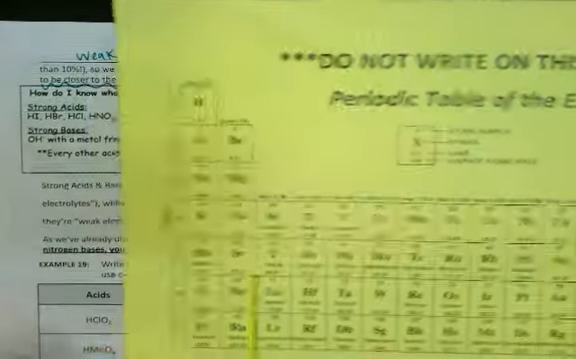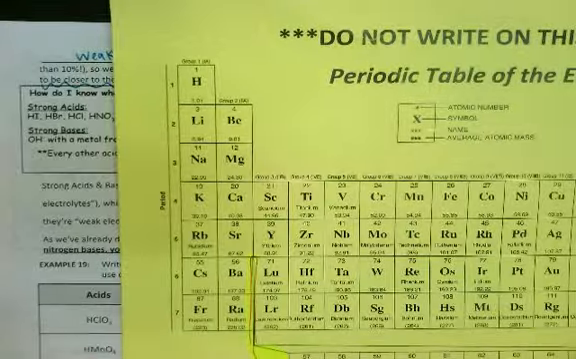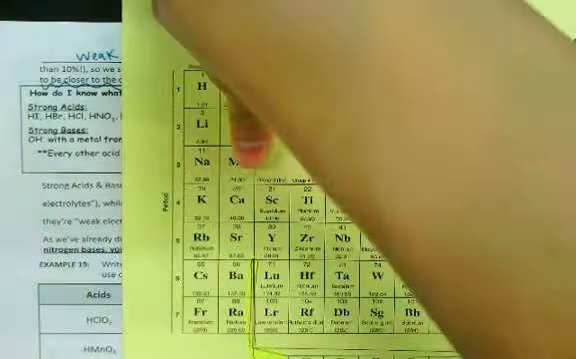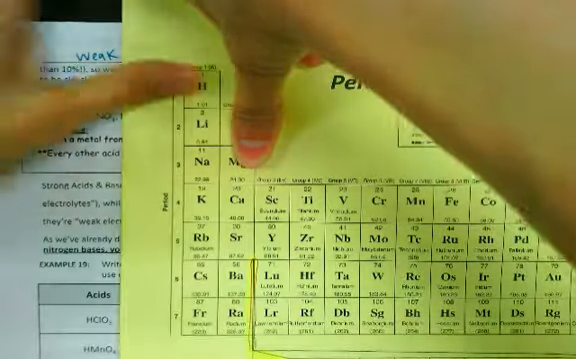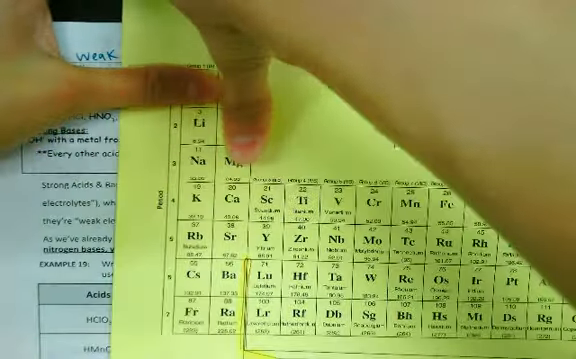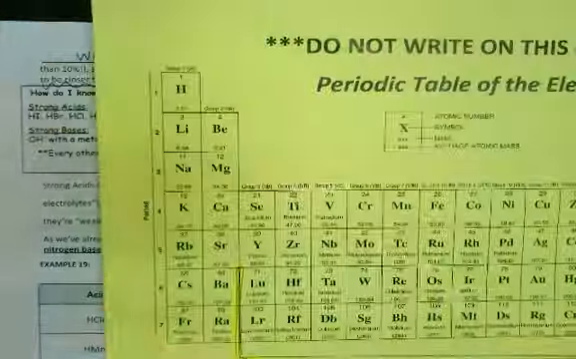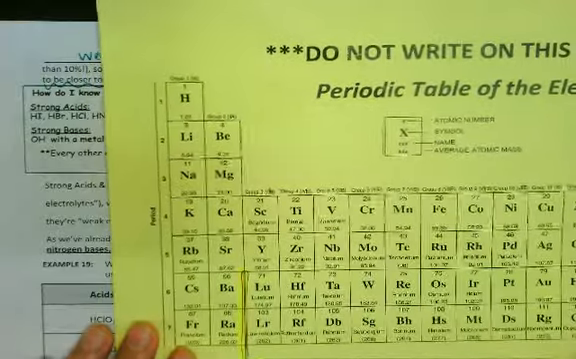Remember my memory device for your bases: they are strong if you have an OH that is partnered up with a metal from the first two columns that is not magnesium or beryllium. So if it's any one of those metals in the first two columns partnered with OH, then it's a strong base. Everything else is a weak base.